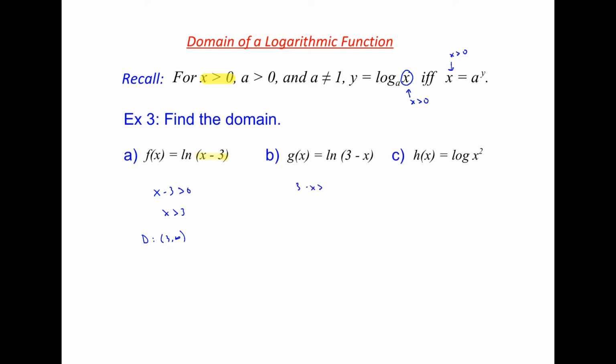Same thing on the next one. 3 minus x must be greater than 0. Add the x to the other side, so x is less than 3, so your domain is values that are less than 3.